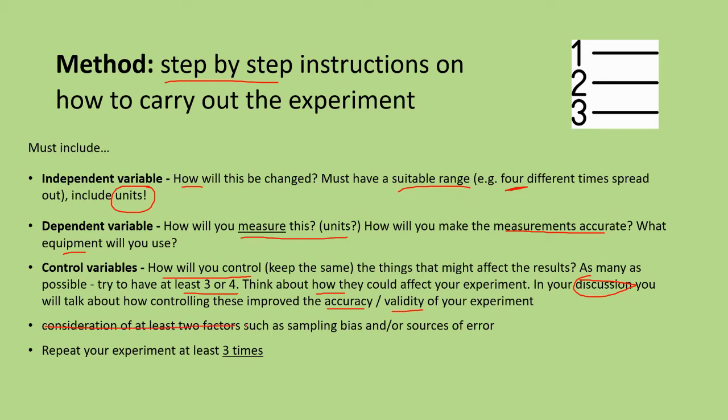For chemistry, we're not going to worry too much about sampling bias or sources of error. And you need to make sure you include your repeats in your method, at least 3 times for each independent variable value.